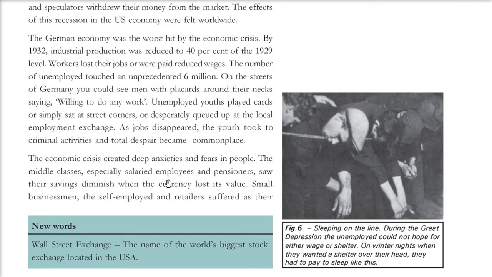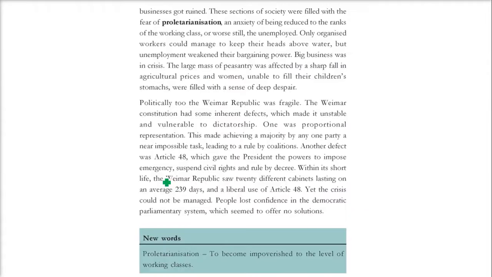All, the middle class or anybody, were affected. Let me tell you, Wall Street Exchange is the name of the world's biggest stock exchange, located in the USA. If you see, these people are sleeping in line because they are unemployed and depressed. This was all happening there. So there was a chance. People feared this very long word, proletarianization. It's a very difficult word to pronounce. It means to become impoverished to the level of the working class. That is, the good-earning class would become the labor class. So this was an anxiety of the people.